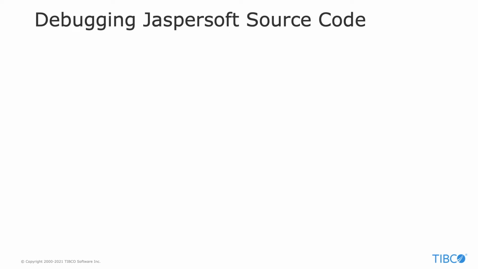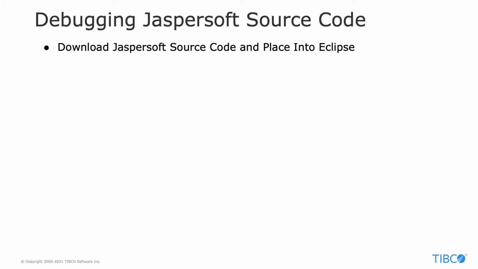So before I jump into the demos, let's talk a little bit about debugging the actual Jaspersoft source code. All right, so the first step, if you want to debug our actual source code, is to download it. A lot of people don't realize this, but we are open source. Our source code is available. If you have a license and a login to our support site, when you go to the download section, I'll show you that in a moment, you can actually download the source code from our download site.